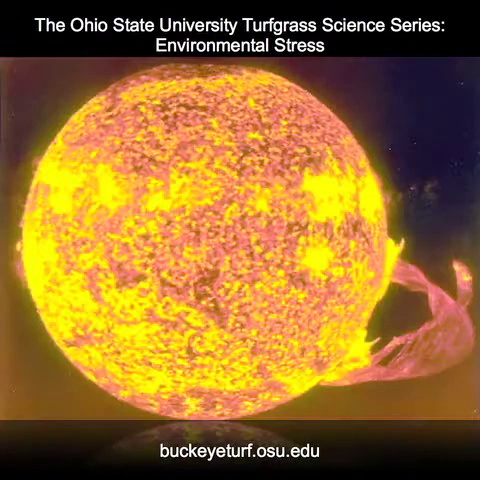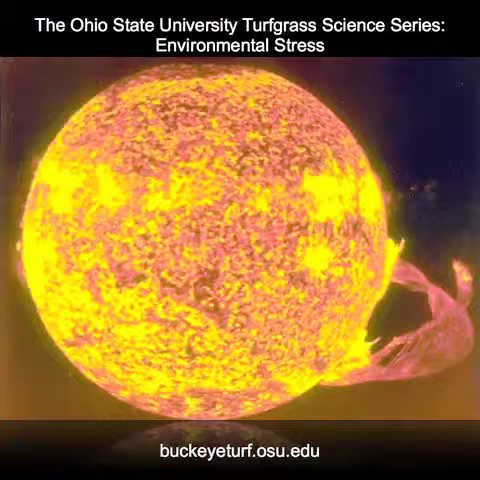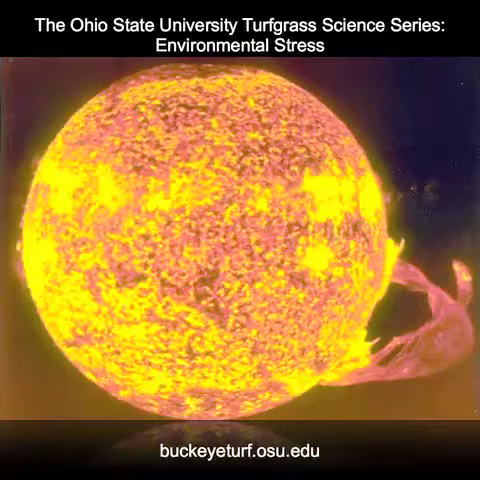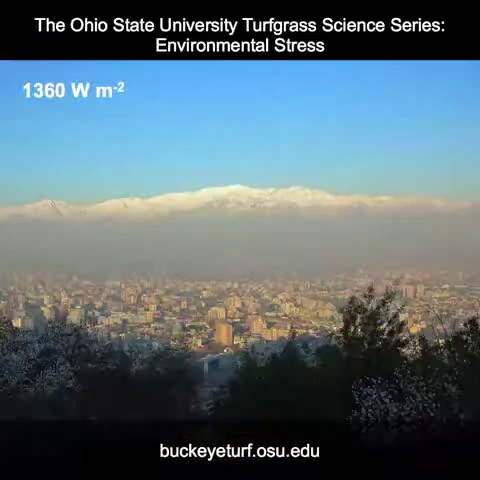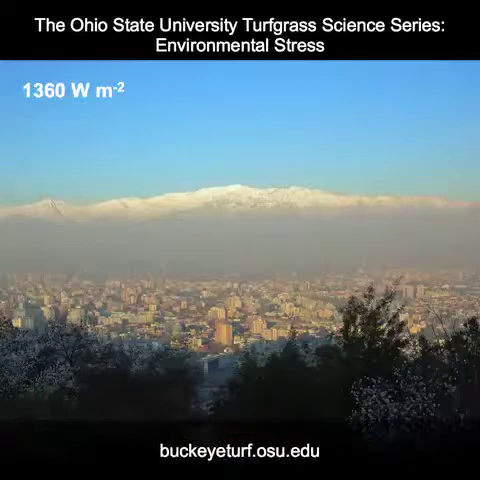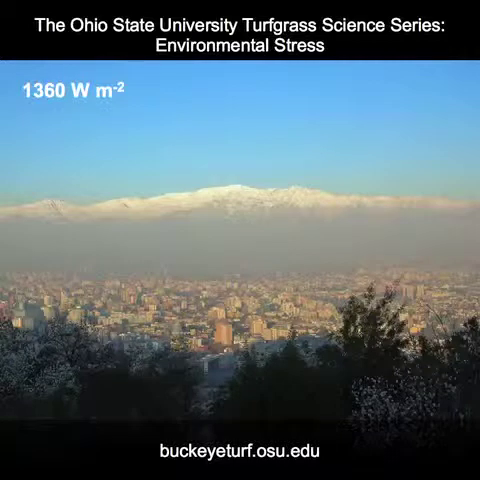Solar energy from the sun sustains life here on Earth. Plants capture the sun's energy and convert it into a usable chemical form through the process known as photosynthesis. The amount of energy that travels to the Earth from the sun is 1,360 watts per meter squared, and this value is known as the solar constant.